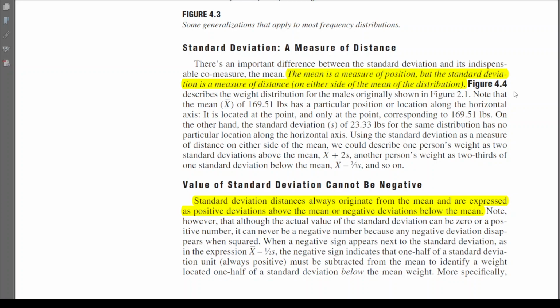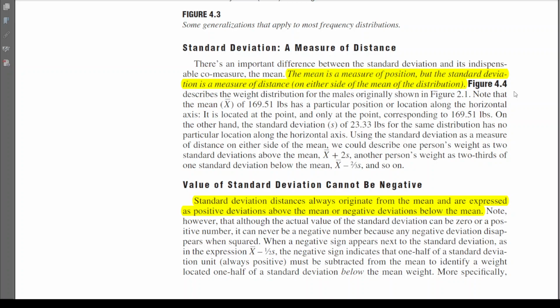Note that the mean x bar of 169.51 pounds has a particular position or location along the horizontal axis. So, the mean in a distribution has a particular position on an axis. So we can mark 169.51 pounds on the axis. It is located at that point and only at the point corresponding to 169.51 pounds.